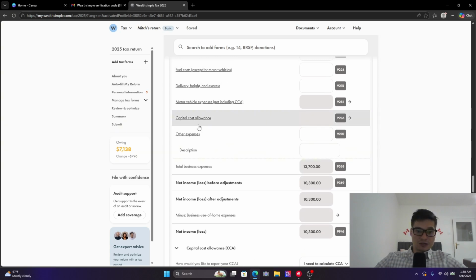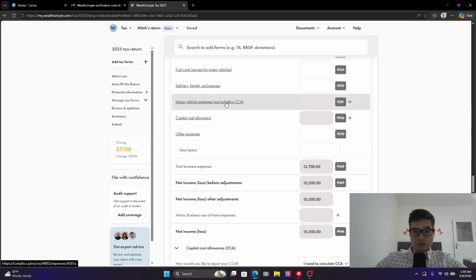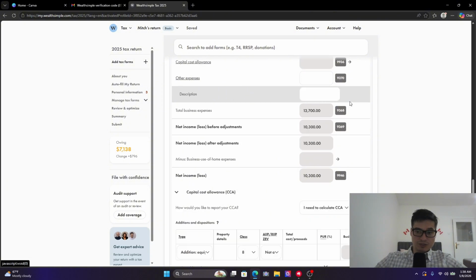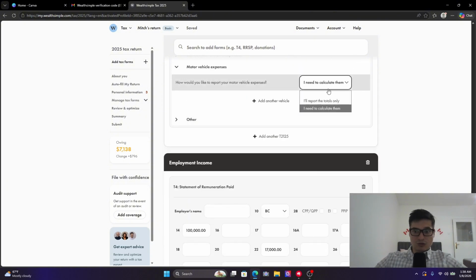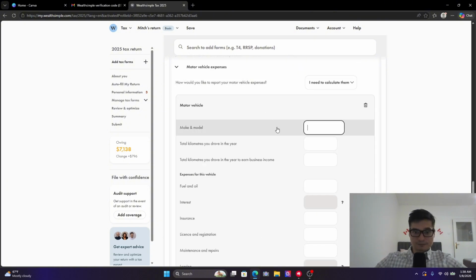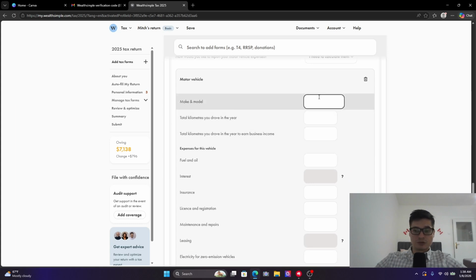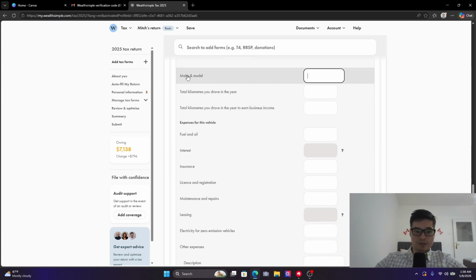Then we'll go down to the other one. So here for your motor vehicle expense, you actually have to calculate it. So you'll press this arrow button. You'll go, I need to calculate them. And you'll just go in and input this. So you'll put in what your make and model was. Maybe you had a Lexus.